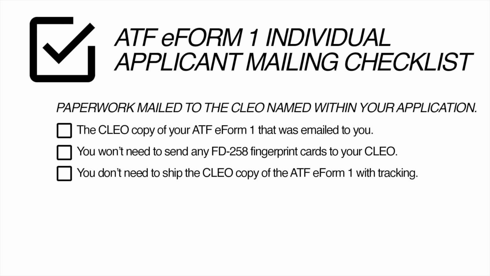The below items will be sent to the CLEO that you named within the application: the CLEO copy of your ATF eForm 1 that was emailed to you. You won't need to send any FD258 fingerprint cards to your CLEO. You don't need to ship the CLEO copy of the ATF eForm 1 with tracking. After your cover sheet and fingerprint cards are received by the ATF, your application is considered to be submitted. Once approved, the ATF will email your approved tax stamp to the email address from your ATF eForm account. The ATF won't send you a physical tax stamp.